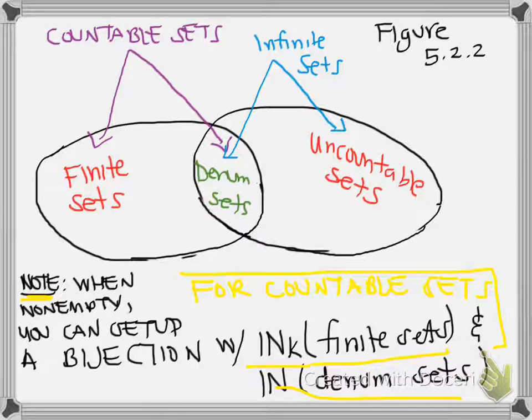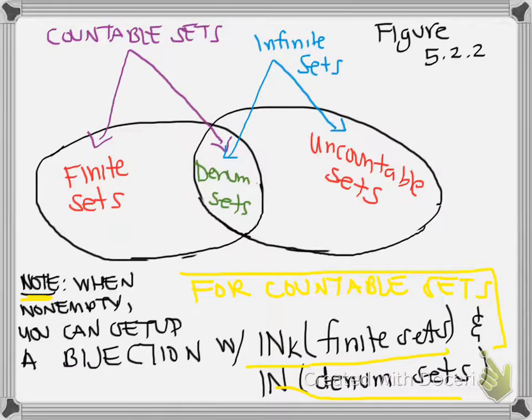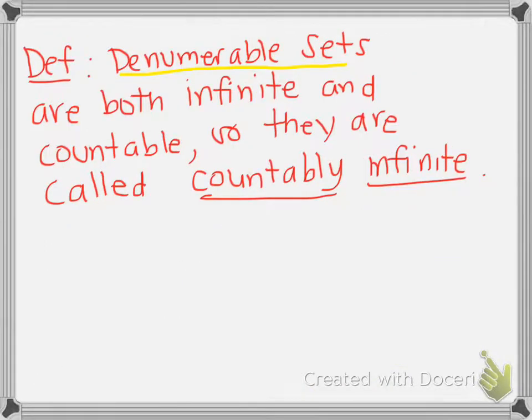It's countable. An important definition, and you might hear it in other courses, is that denumerable sets are both infinite and countable, because they're in that intersection. And so they are called countably infinite. Denumerable sets are countably infinite. It almost sounds like an oxymoron, like bittersweet. But no, it's countably infinite. So it actually exists, and now you are able to explain what that means, if anyone should ask.